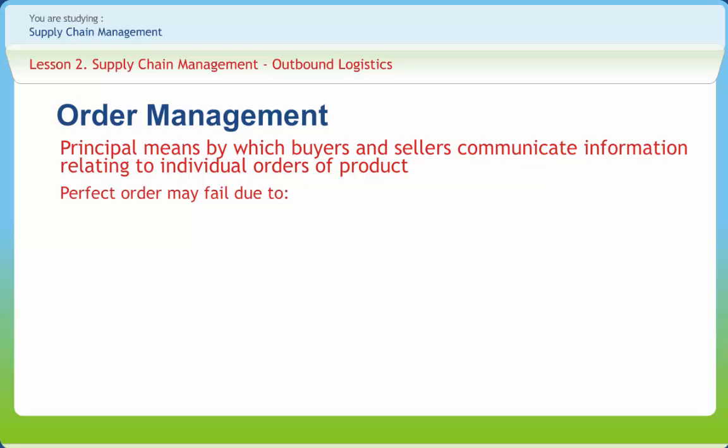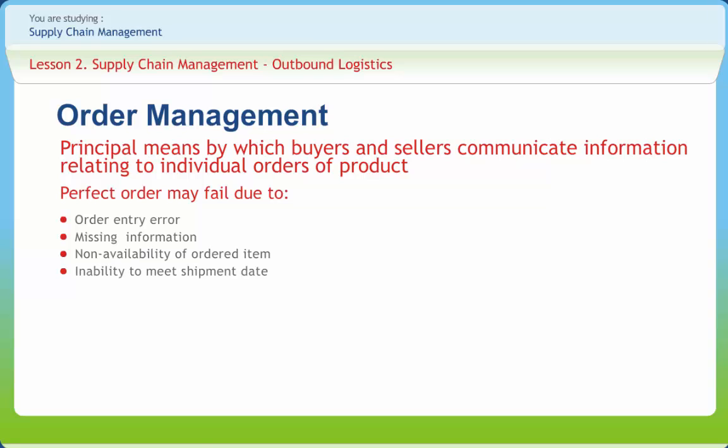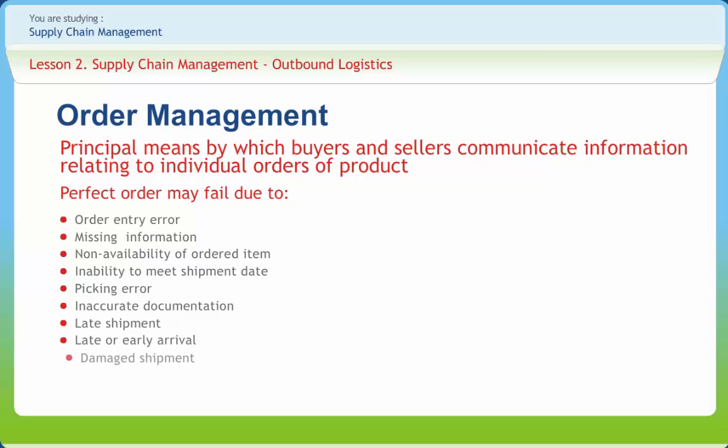Some of the common causes of failure of perfect orders are order entry error, missing information, non-availability of ordered item, inability to meet shipment date, picking error, inaccurate documentation, late shipment, late or early arrival, damaged shipment, invoicing error, and error in payment processing.